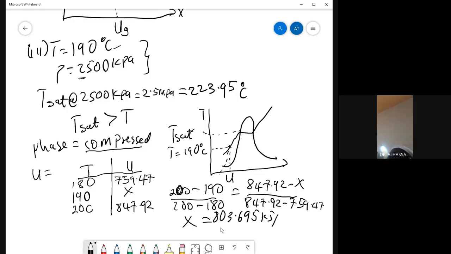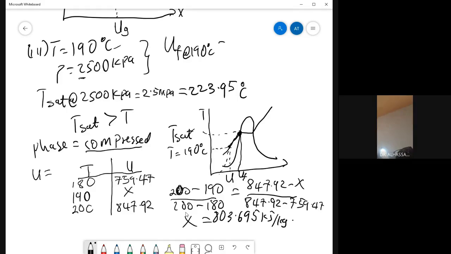803.695 kilojoules per kilogram. Okay, so this is the solution for this particular question. Another way in which we can determine this internal energy, pay attention carefully, is that we can approximate the fluid to be in the saturated liquid state. Then we will find the UF that corresponds to the given temperature.